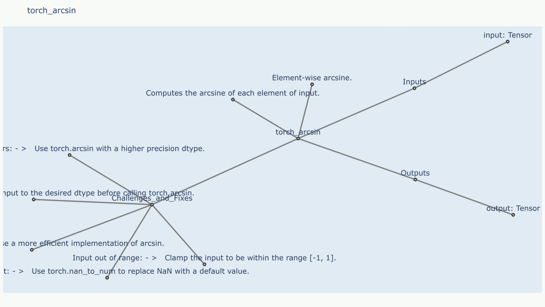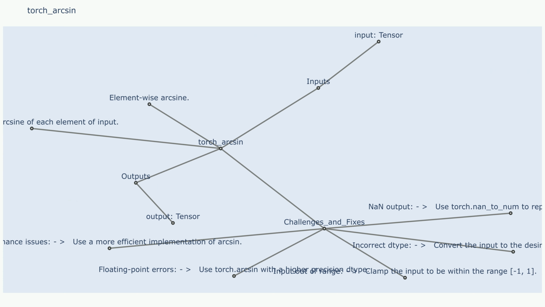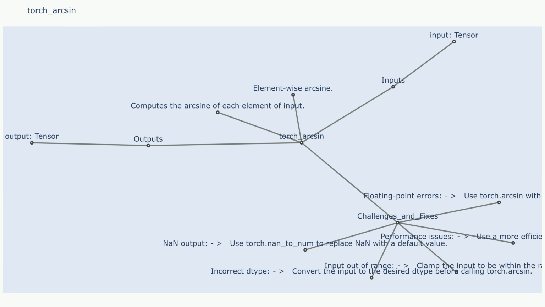torch.arcsin. Description: computes the element-wise inverse sine (arcsine) of the given input tensor. Input: a tensor containing the values for which to calculate the arcsine. Output: a tensor with the same shape as the input, containing the arcsine of each element in the input tensor. The output values are in radians.